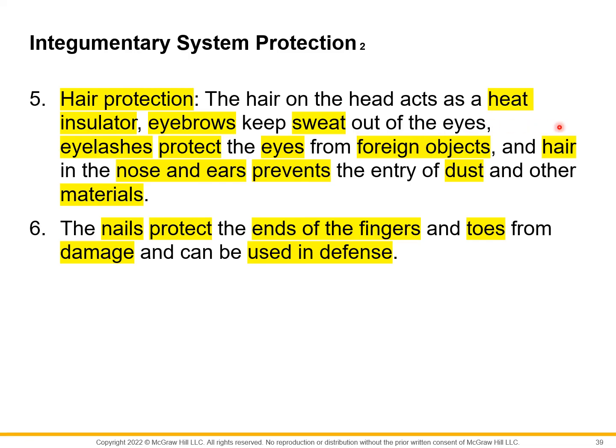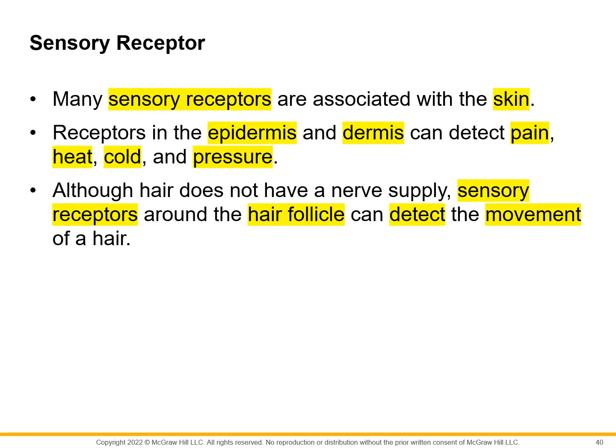Next, the hair in the nose and ears prevents the entry of dust and other materials. So meron din pong tiny amounts of hair sa ears natin. And again, ang purpose nila ay para harangan yung mga bagay na hindi nakakapasok sa ears and sa nose natin. Next, the nails protect the ends of our fingers and toes from damage, and they could also be used in defense.